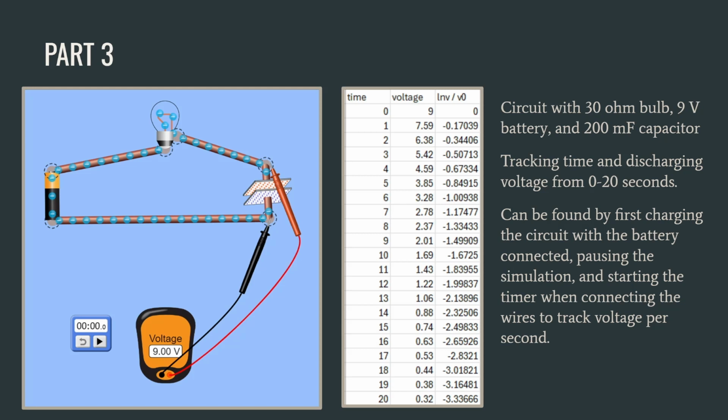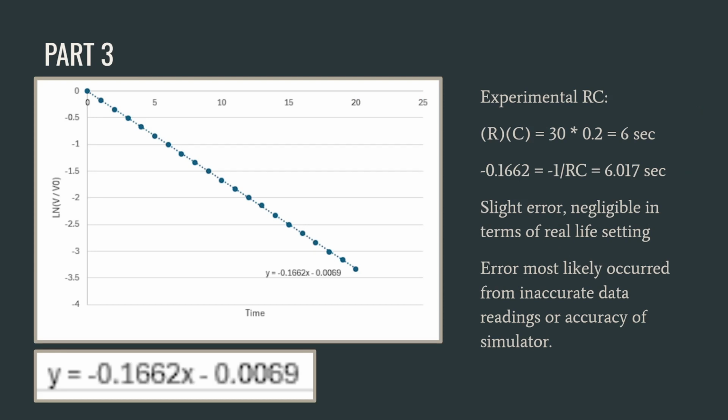This will then be linearized by taking the natural log of the voltage reading divided by the initial voltage of 9 volts. You can pause here to see the data in greater detail. After putting it into the graph, we get the following linearization and values.